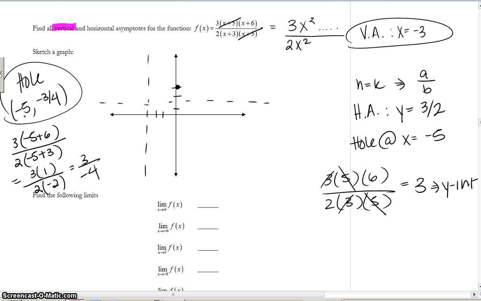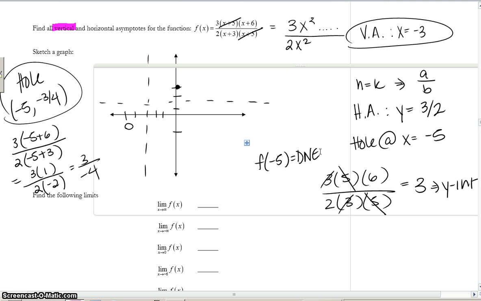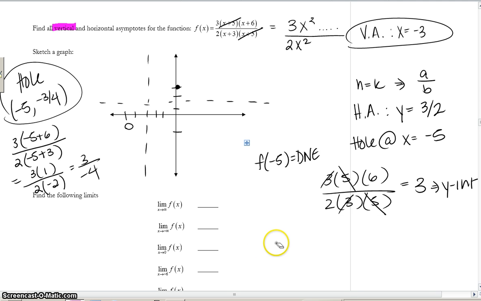That's our y. So 3, 4, 5. Let's say this is 1, so it's in between. So here's our hole. And that's how we draw a hole. We draw a hole as a not included circle. So if we had to find f of -5, we would say that it does not exist. That's what we've been seeing in all our previous graphs. We've been seeing this open circle. That means that there's a hole at that value.